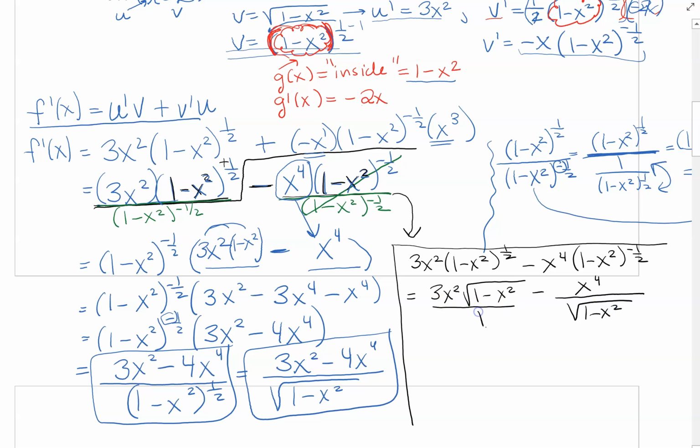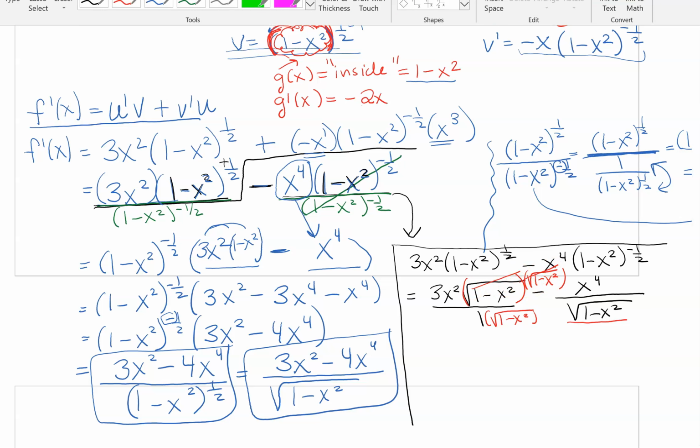And then get a common denominator between the two fractions. So that first fraction, I would need to multiply by the square root of 1 minus x squared, so that it would have a common denominator with the other fraction. And then right here you can see when you multiply two identical radical expressions together, the square root signs get squared away. They go away.